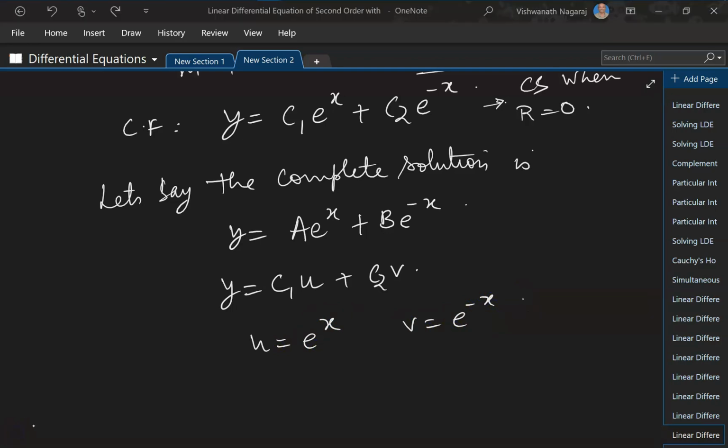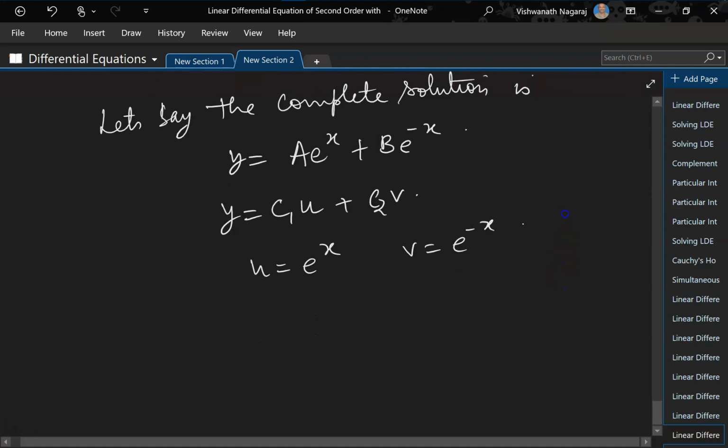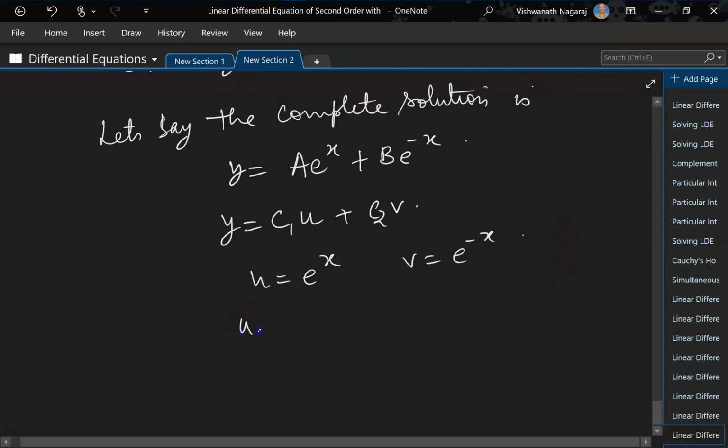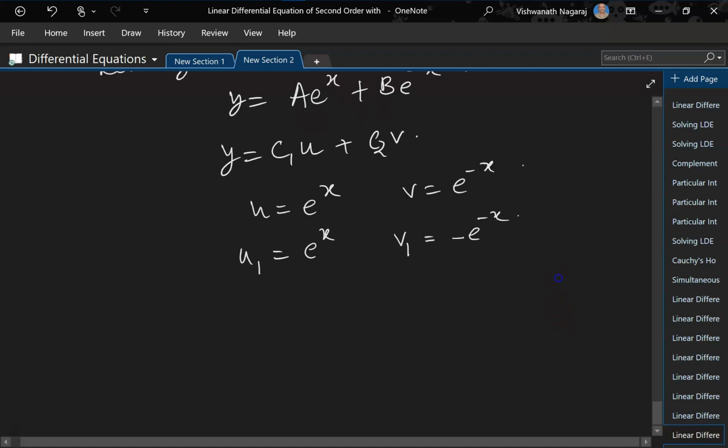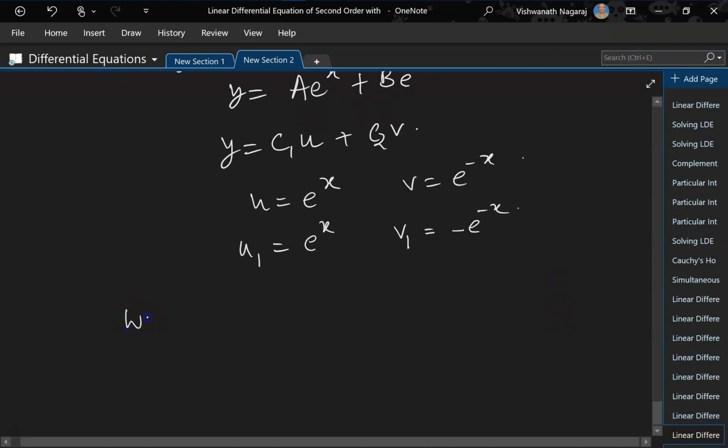Remember, we also require u1, v1. So u1, which is the first derivative, is e to the power of x. And v1, which is the first derivative of v, is minus e to the power of minus x. Now we have to calculate the determinant.